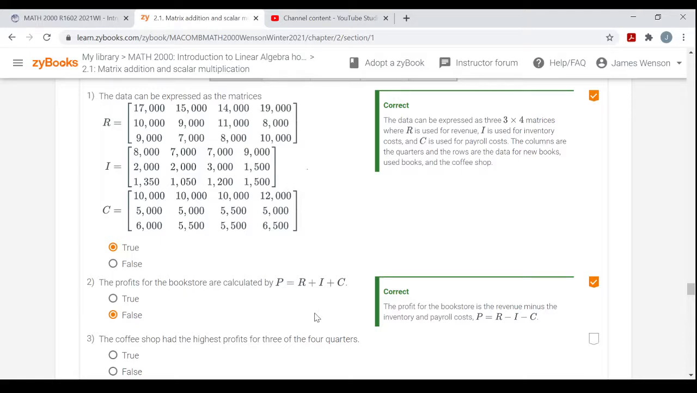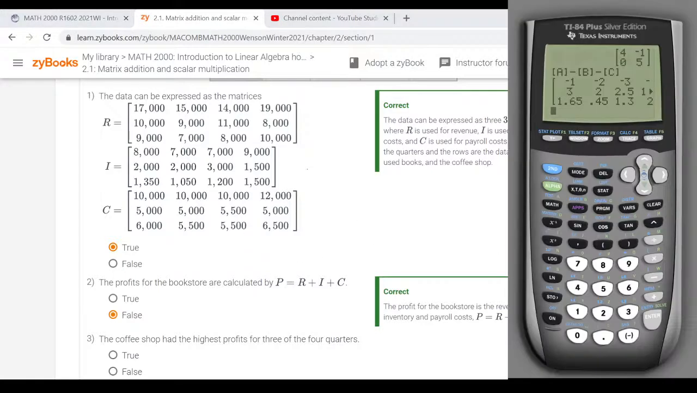All right. So what I'm actually going to do is I will put this in my calculator and bring it back to you. Okay, so what I did was I put these matrices in my calculator, but I just put in 17, 15. I just put in by the thousands, and then did A minus B minus C. I call these matrices A, B, and C in my calculator. And you could do this by hand as well. It's just a bunch of subtraction.